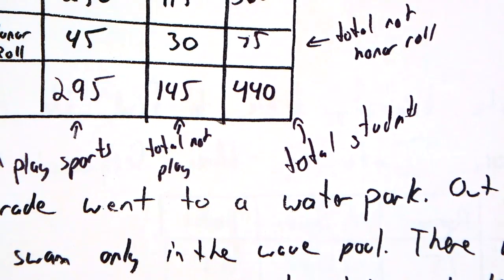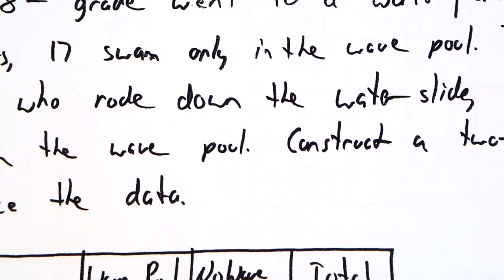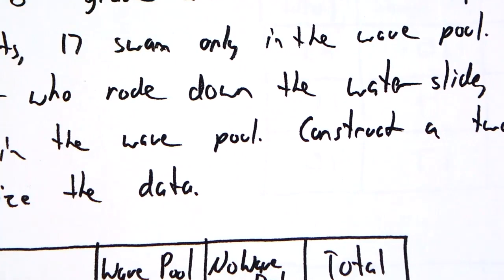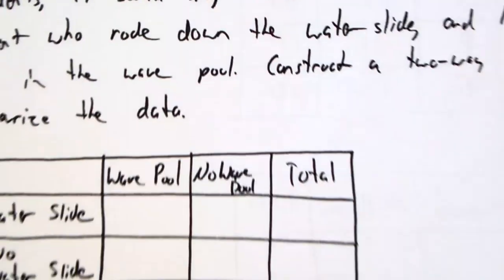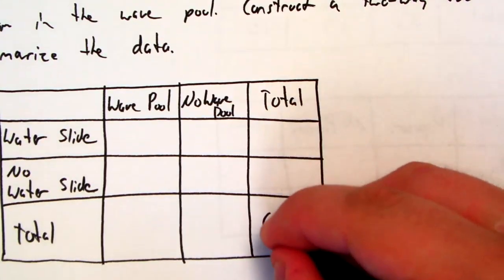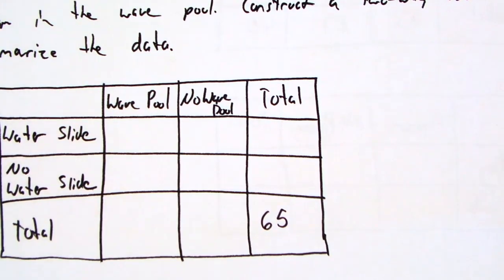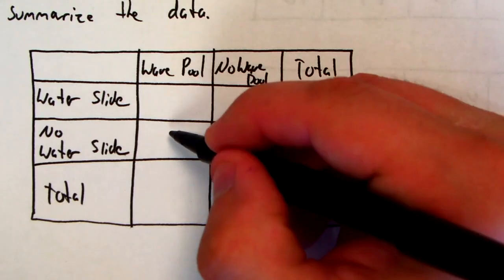All right, so let's start talking about example 1. Example 1 says the 8th grade went to a water park. Out of 65 students, 17 swam only in the wave pool. There were 46 students who rode down the water slide, and 16 of those swam in the wave pool. Construct a two-way table to summarize the data. All right, so 65 total students, which means that this right here is 65. 17 of them swam only in the wave pool, which means that's the wave pool, yes, water slide, no.